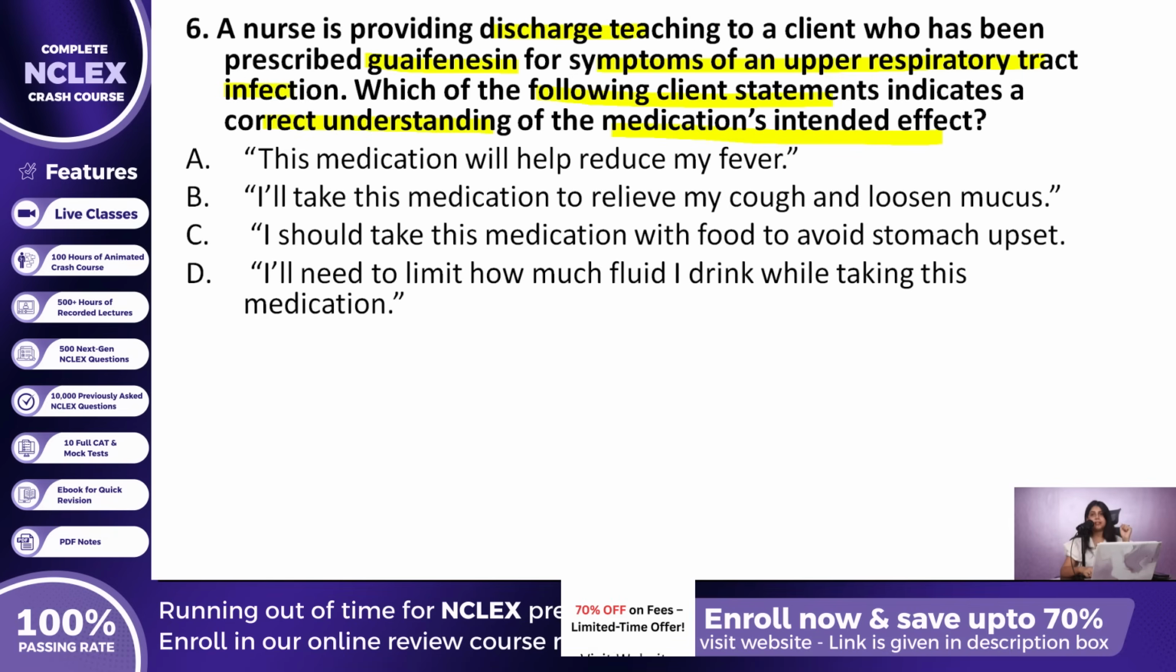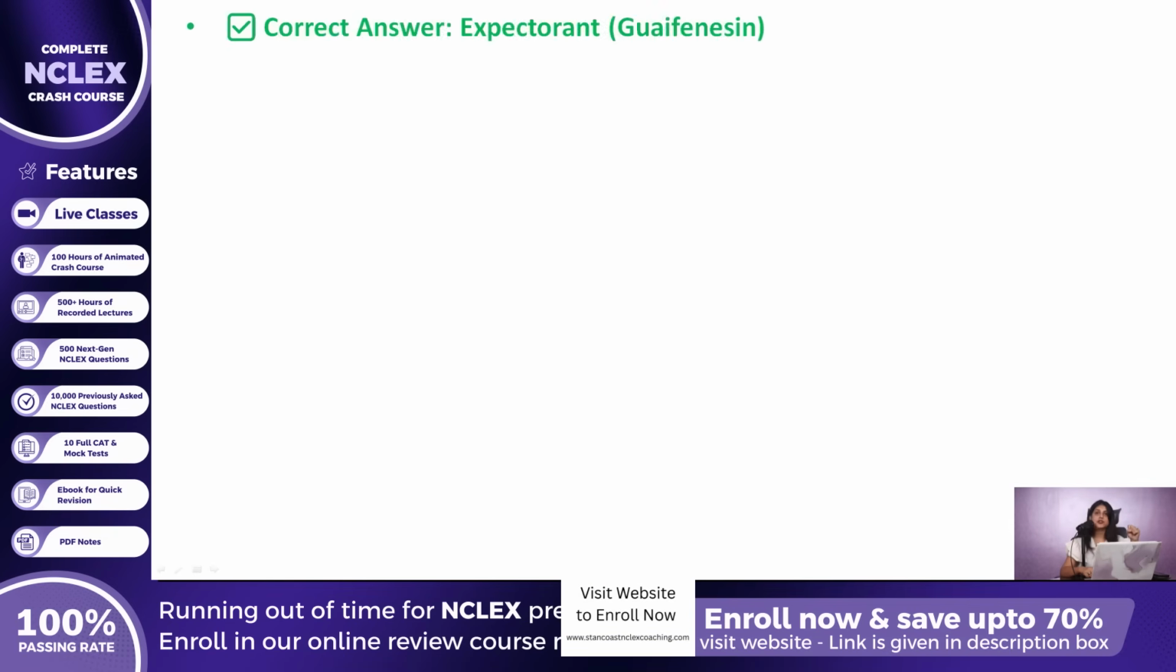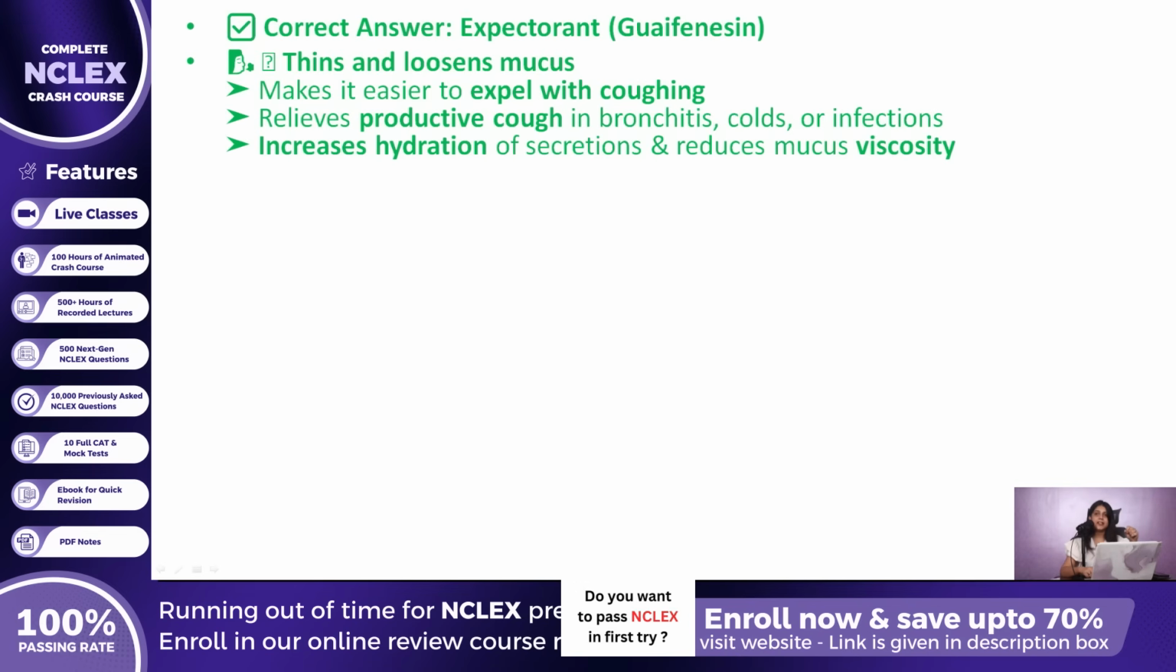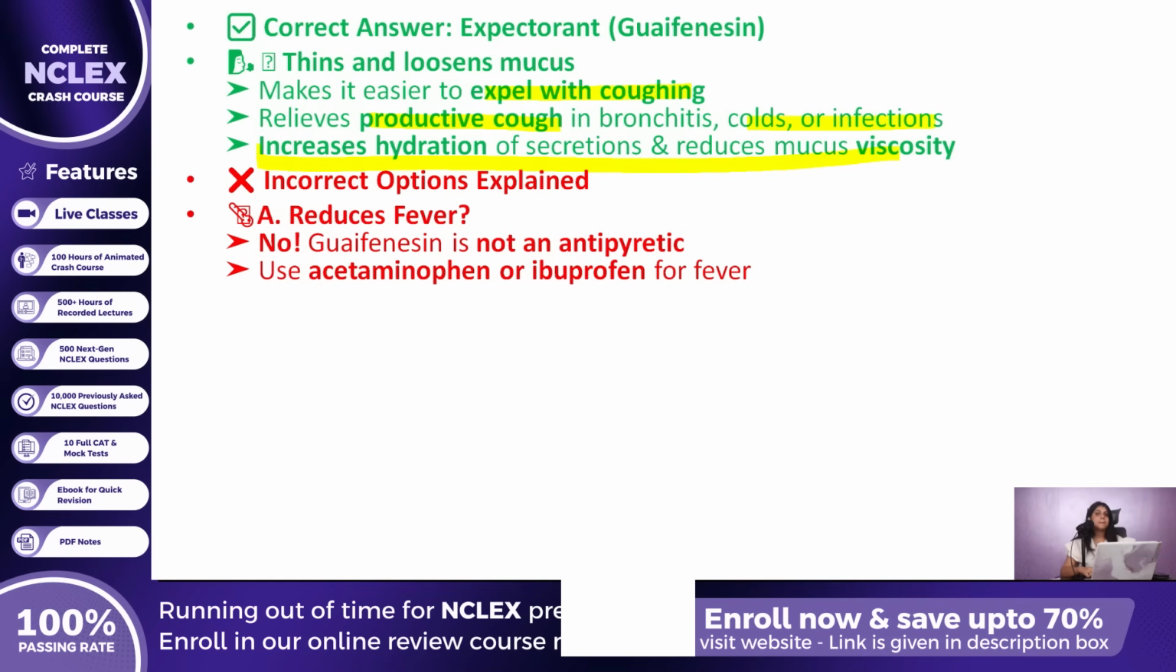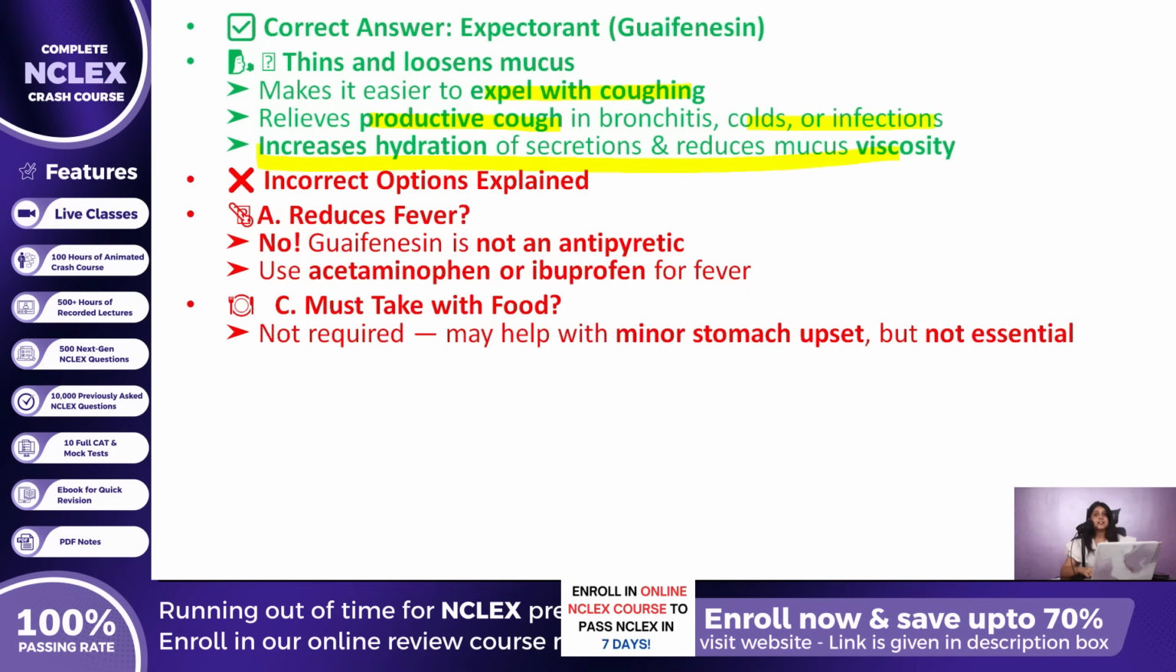The correct answer is B, because guaifenesin is an expectorant used to thin and loosen mucus in the airways, making it easier to expel through coughing. It helps relieve productive coughs associated with bronchitis, colds, or other respiratory infections by increasing hydration of secretions and reducing mucus viscosity. In contrast, option A is incorrect, as guaifenesin does not reduce fever. Medications like acetaminophen or ibuprofen do that. Option C is incorrect because while taking guaifenesin with food might reduce mild gastrointestinal upset, it is not necessary or the main teaching point. Let's start question 7.